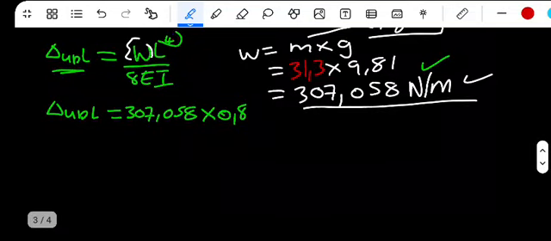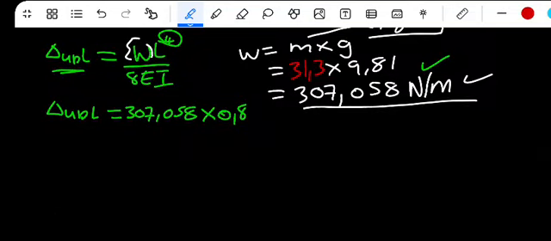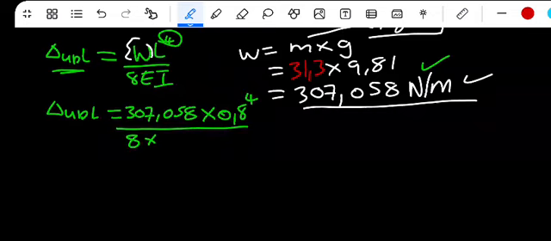Raised to the power of 4 there. We have power of 4. We raise this to the power of 4. We divide this by 8. Young's modulus, we have given, it was 205, as you have seen there, times 10 to the power of minus 9.